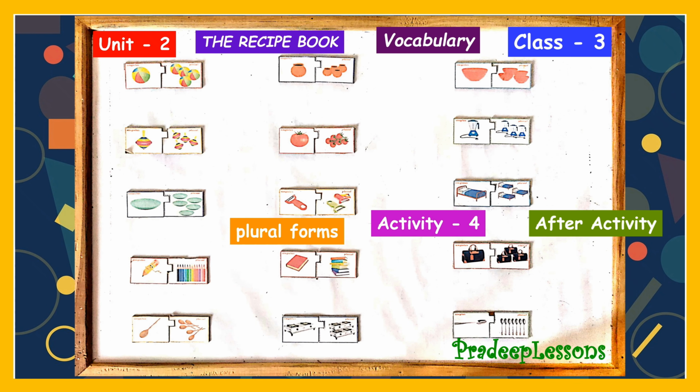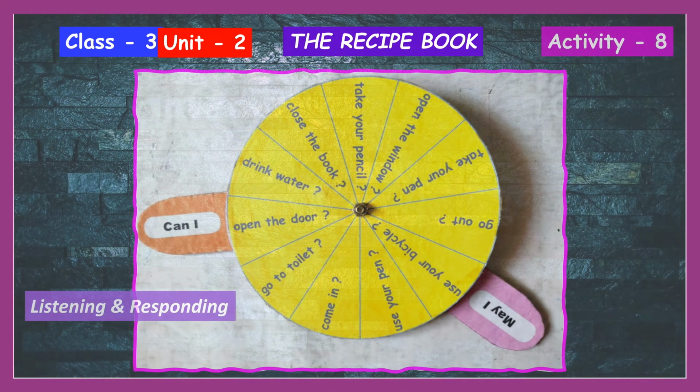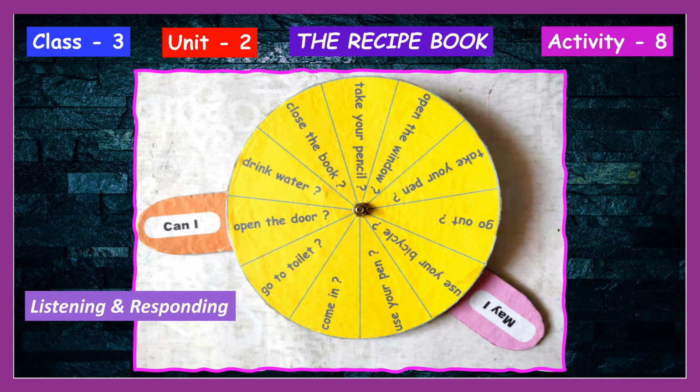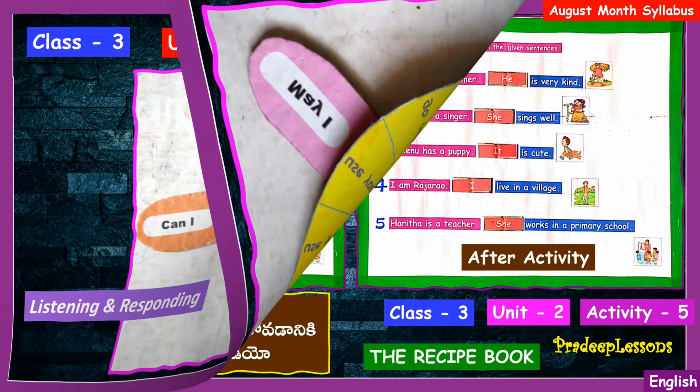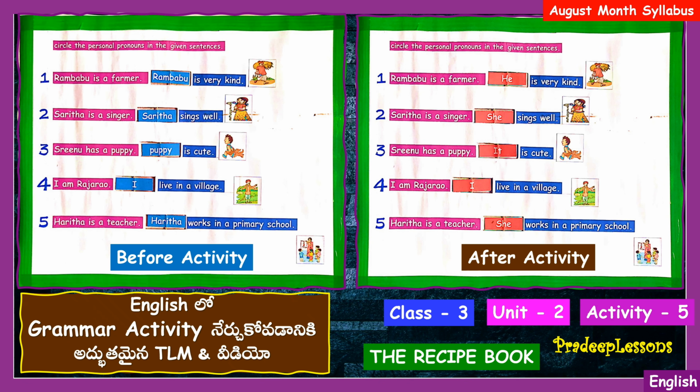After the activity, we have to match plural forms. Next, my TLM is about how to use Can I or May I. This is a wheel TLM. Next, my TLM is about personal pronouns. It is a flip TLM. You can see it in this slide.